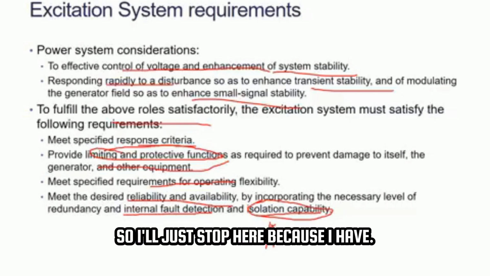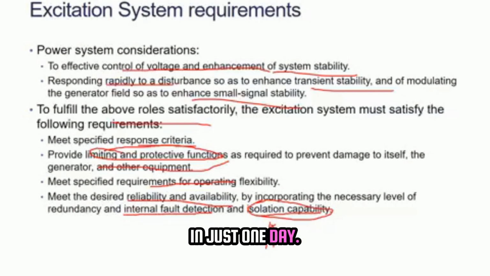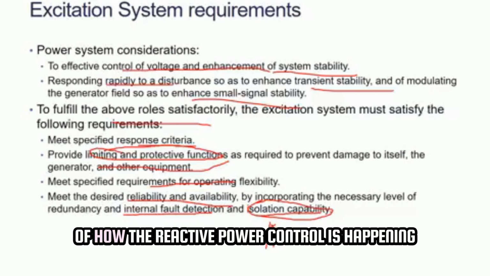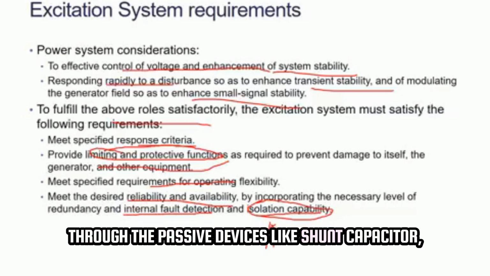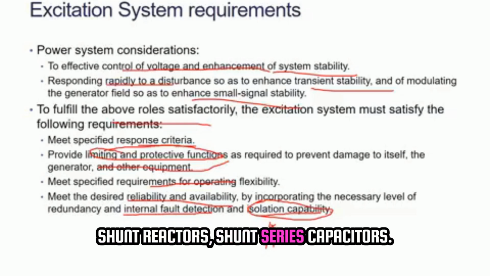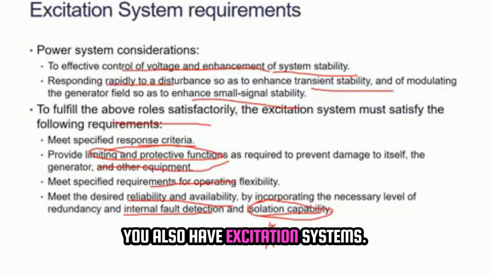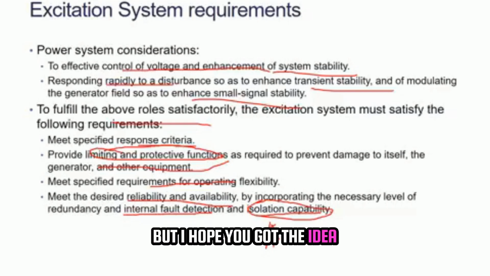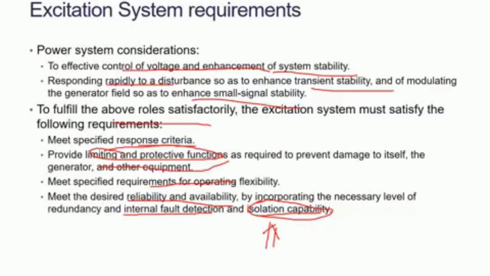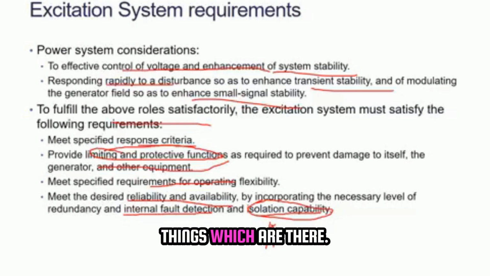Right, so I'll just stop here because it's a lot of material I have given in just one day. So I hope you got the idea of how the reactive power control is happening through passive devices like shunt capacitors, shunt reactors, series capacitors. You also have transformer taps, you also have SVCs, you also have excitation systems. We will be seeing more detail about the excitation system in the next class, but I hope you got the idea of the complete reactive power control. There are very few remaining things.